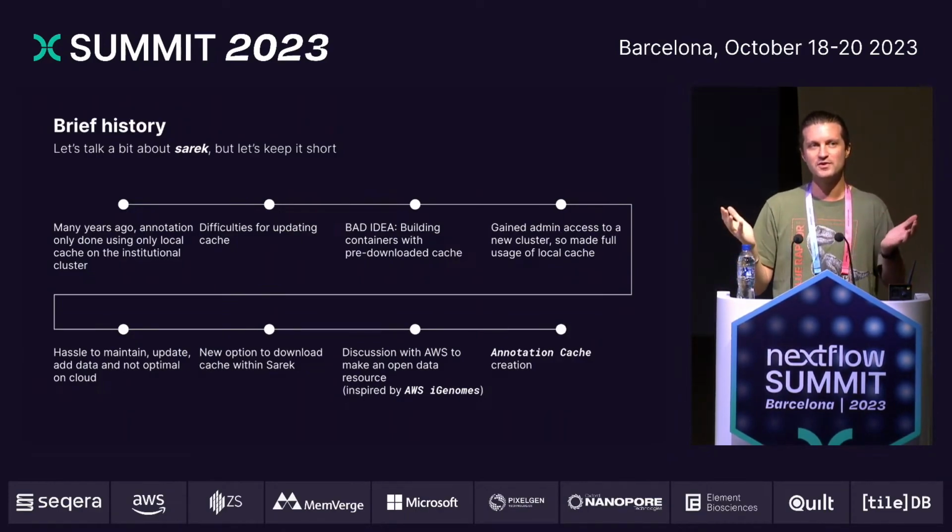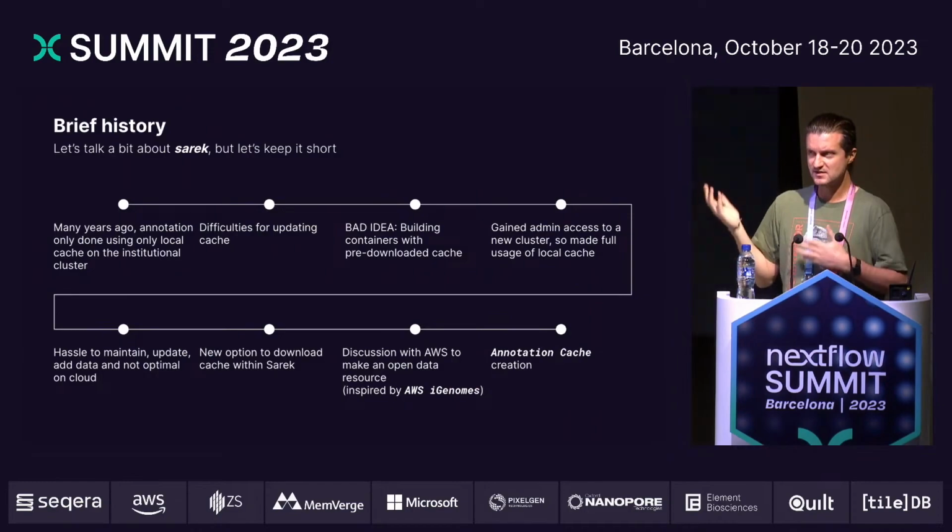Because for me, if you're running on an HPC, you should download the cache locally, and that's good. But if you're running on the cloud, then you need a resource devoted to that. And I was greatly inspired by AWS iGenomes. So I talked with some people at AWS, and that's how I created Annotation Cache.